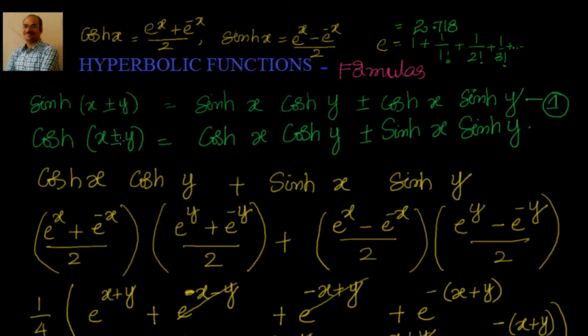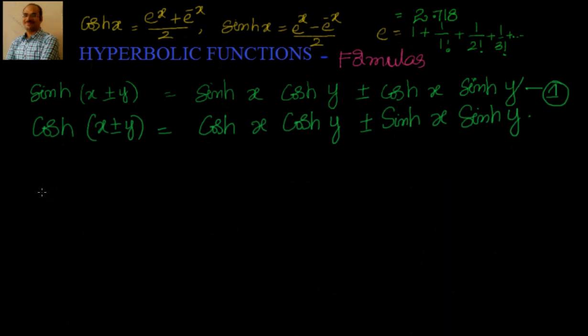Similarly, if I go for negative, I will have tanh x minus tanh y by 1 minus tanh x tanh y. We will do that? Yes, we will do that. We'll just take a couple of minutes and we'll finish that also. Let's go ahead and do that.